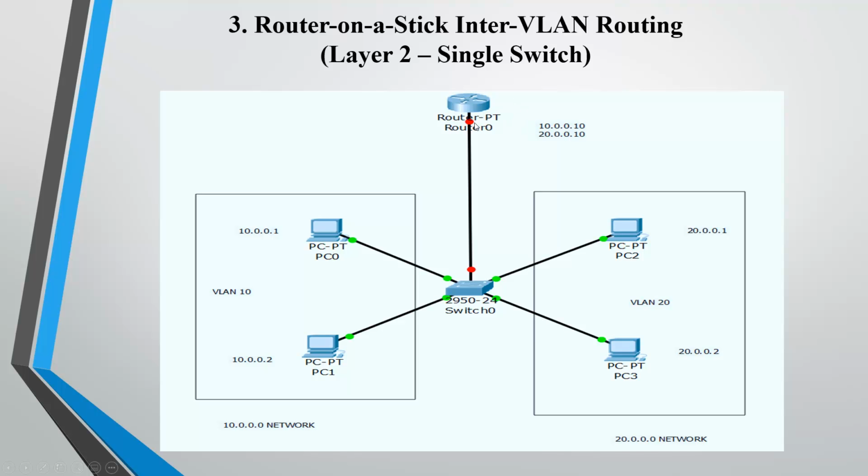For the router's FastEthernet 0/0, I am going to create two sub interfaces here, 10.0.0.10 and 20.0.0.10. 10.0.0.10 is the gateway for this VLAN, and 20.0.0.10 is going to be the gateway for this network, that means VLAN 20. Then this is going to be our trunk port, and the 802.1Q protocol will be enabled in this place. These are simply the steps of what we are going to do in this case.